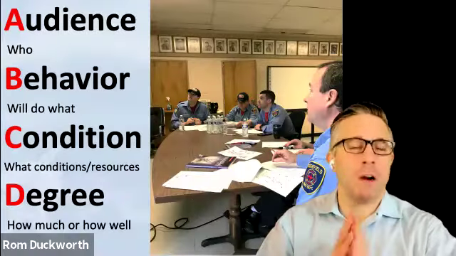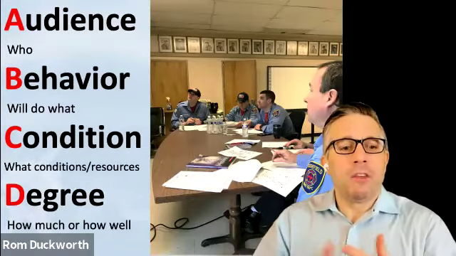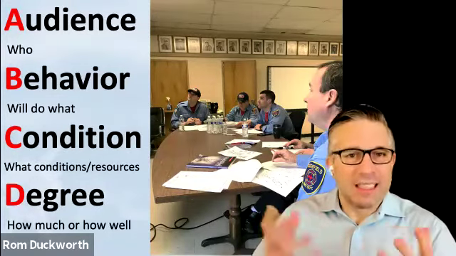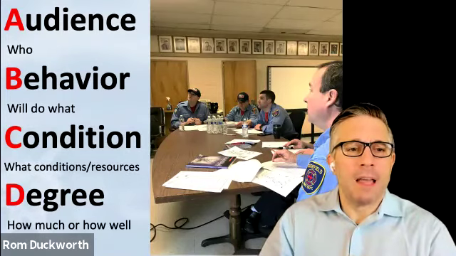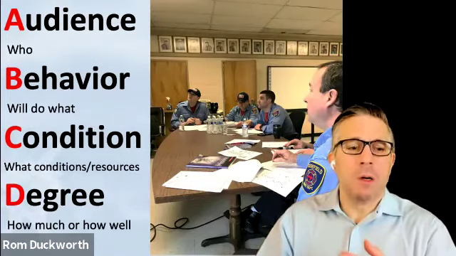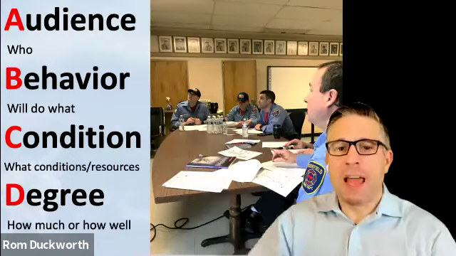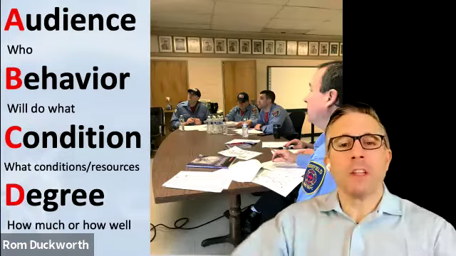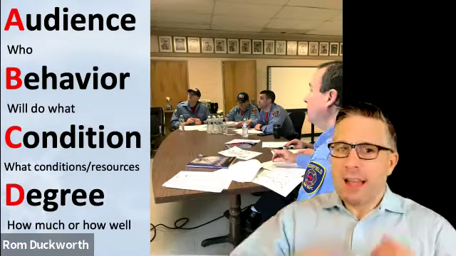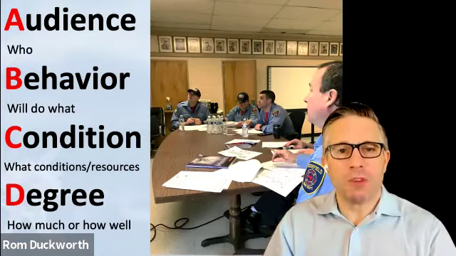My favorite are Robert Mager's ABCD objectives, although technically he doesn't call it that. We've sort of changed it up a little bit. But again, the audience, behavior, condition, degree, and make yourself articulate exactly what these are so that the students can see it. Everybody can see exactly what those objectives are.